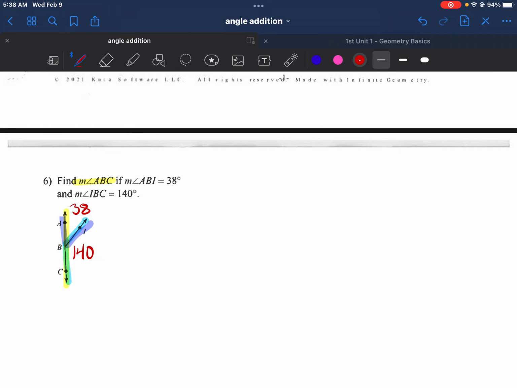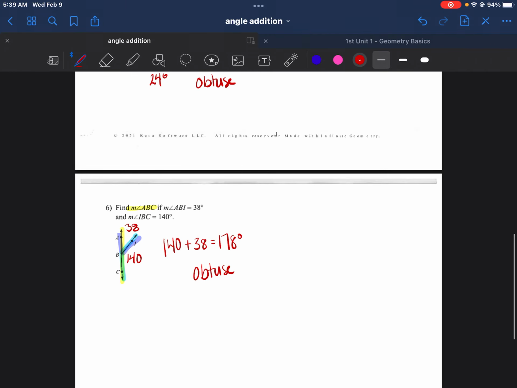So that means I need to add these two angles together because my big angle is not given. They gave me two small angles. That means I need to add those two small angles. So you're going to have 140 plus 38, which is going to be 178 degrees. Obtuse. If your answer was 180, you'd have a straight angle. So don't get deceived by the look of the line, because sometimes geometry problems can be deceiving.